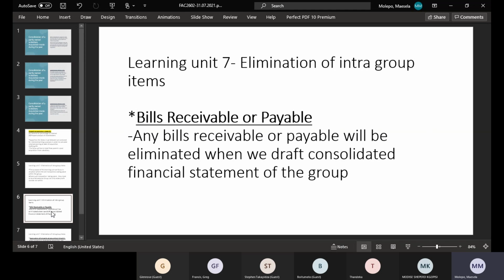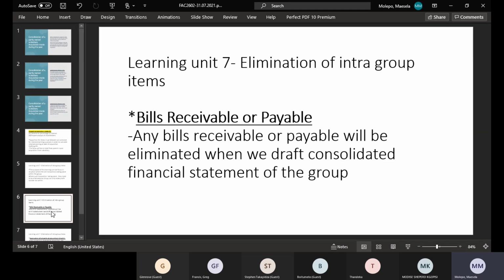A bill of exchange is a negotiable document. It's a written instruction directed by one person to another, instructing that person to pay on demand a certain sum of money to the person nominated in the bill of exchange. For example, we've got bill number 111, which is issued to P Limited, that it must pay an amount of 2,000 on 30 November 2008 to S Limited. So S Limited will treat this as a bill receivable. On the books of P it is bills payable, but on the books of S it will be a bill receivable.